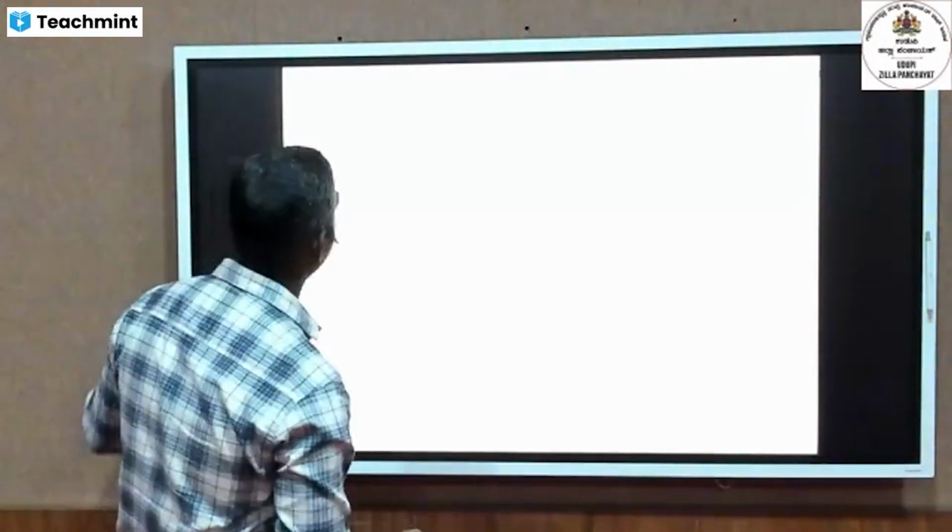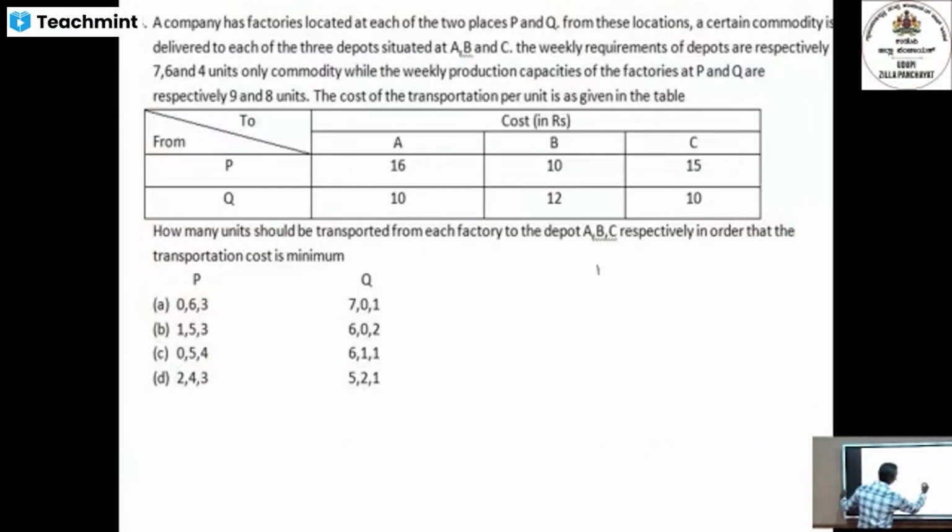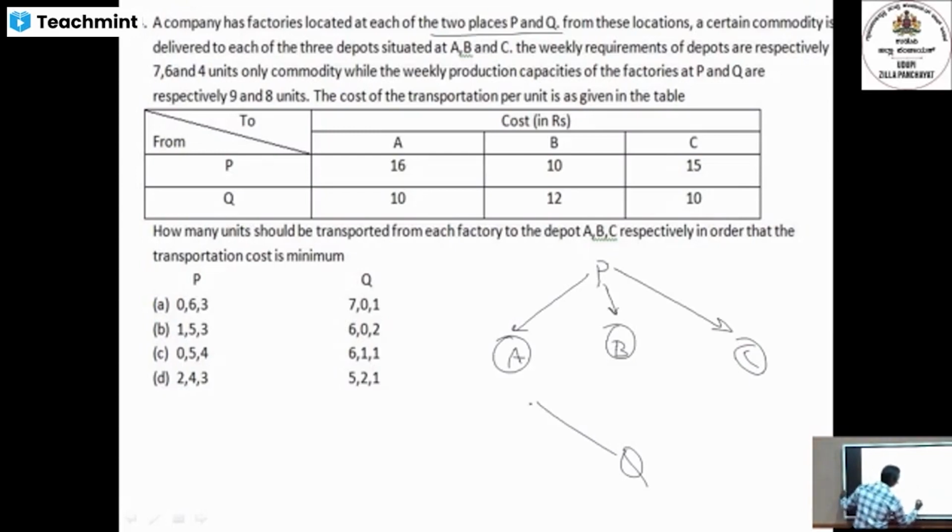So in this transportation problem, basically what happens is that there are two places, warehouses, let us say P and Q, and they have the godowns A, B, and C. So this is A, B, and C. From P they have to distribute to these godowns. From Q also they have to distribute to these particular godowns.